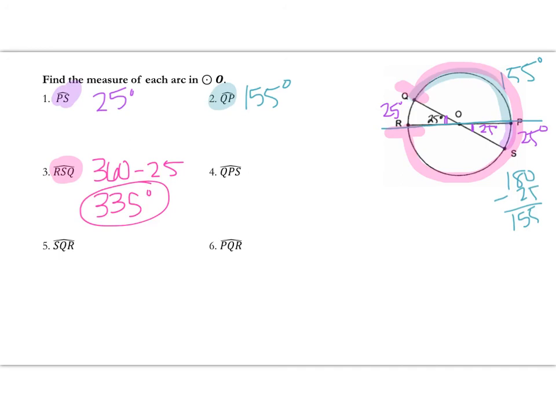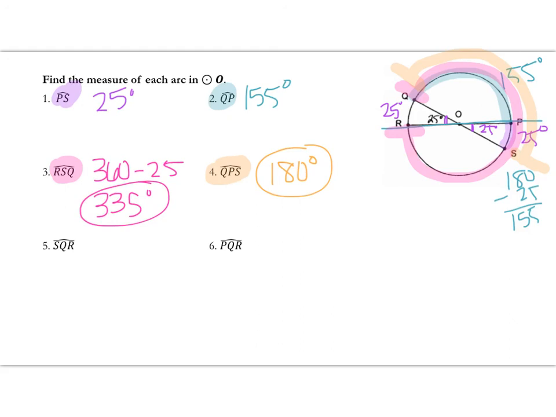Alright, QPS. QPS starts at Q, goes on the outside to get to P first, then stops at S. That is exactly half the circle, so I know that's an automatic 180. Alright, again, I'd like you to try to answer these next two, and then I will explain them in the video.